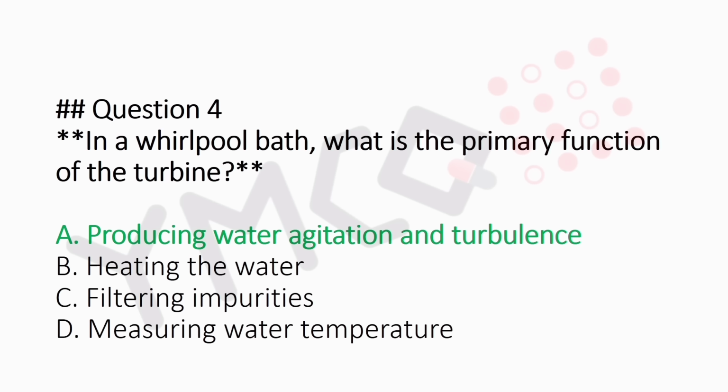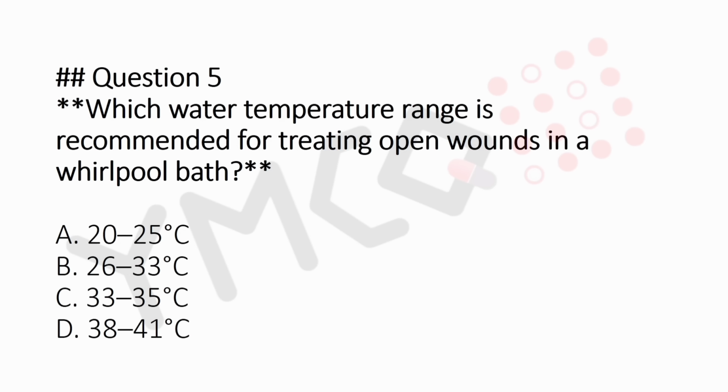Now let's move to question number 5. Which water temperature range is recommended for treating an open wound in a whirlpool bath? Option A, 20 to 25 degrees Celsius. Option B, 26 to 33. Option C, 33 to 35. Option D, 38 to 41 Celsius. And the answer is option C, 33 to 35 degrees Celsius.